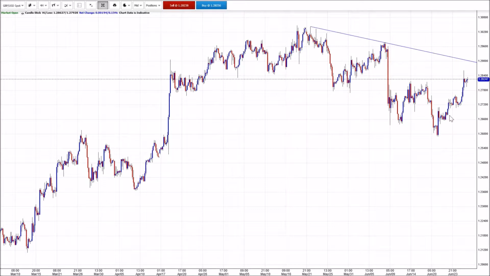If we did drop back over the next few days, 126 to 126.50-ish, it looks interesting because that has provided good support. So for those of you who just can't wait to buy the pound, I think if we did see it drop down to those levels, it looks like an interesting opportunity.